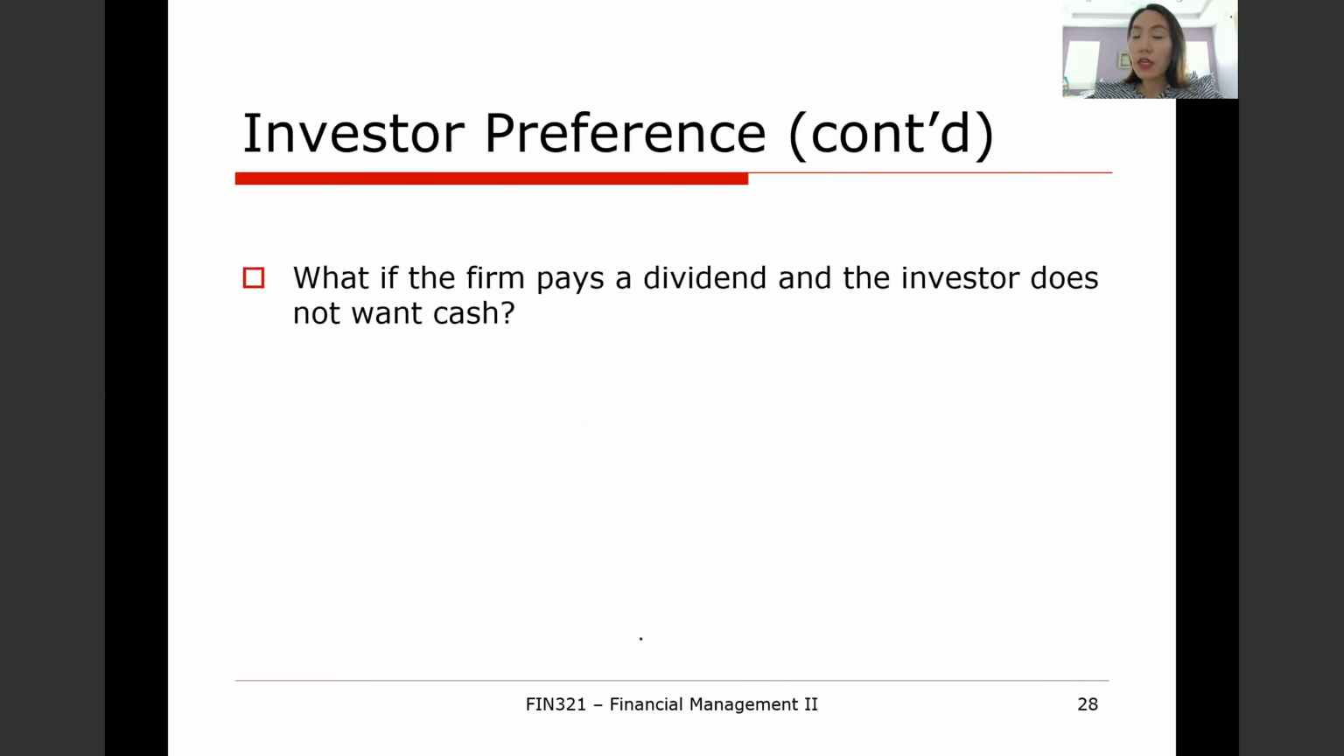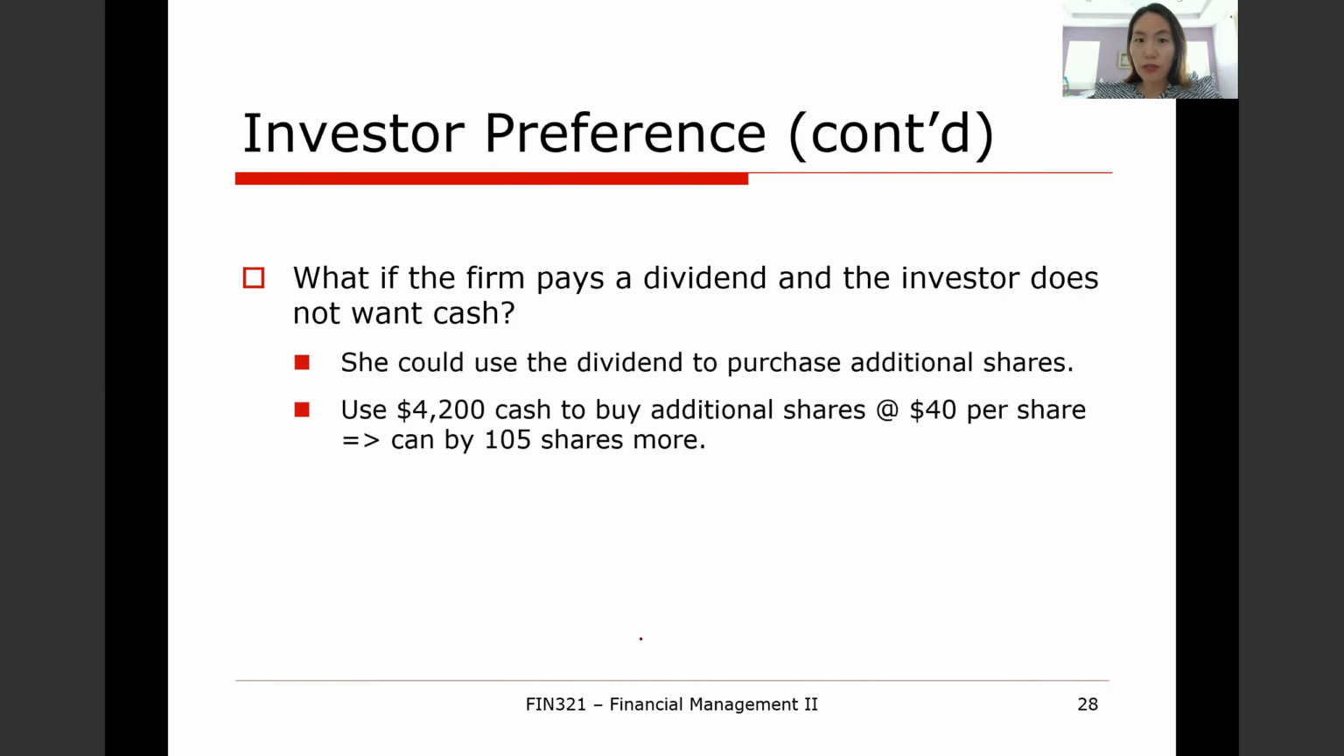So suppose the firm does a dividend, but you say, I don't want cash. I want to have everything in stock. Then what do you do with that cash? Yes, you can use that $4,200 cash dividend to buy additional shares and keep everything in stock, right? And using that $4,200 cash dividend, how many more shares can you buy? Remember that in the dividend scenario, starting from the ex-dividend date, the stock price will drop down to $40 each. So now each share is sold for $40, and using the $4,200 cash, you can buy 105 additional shares.